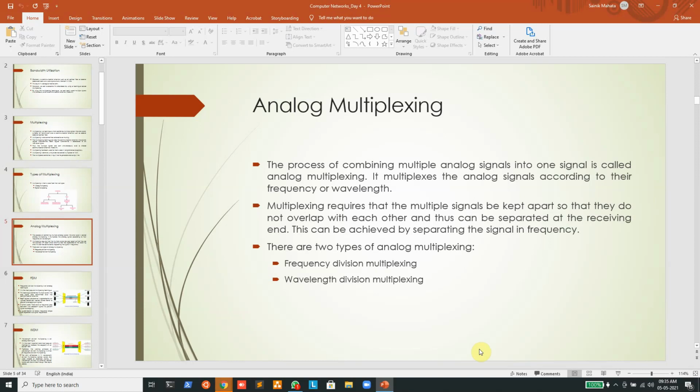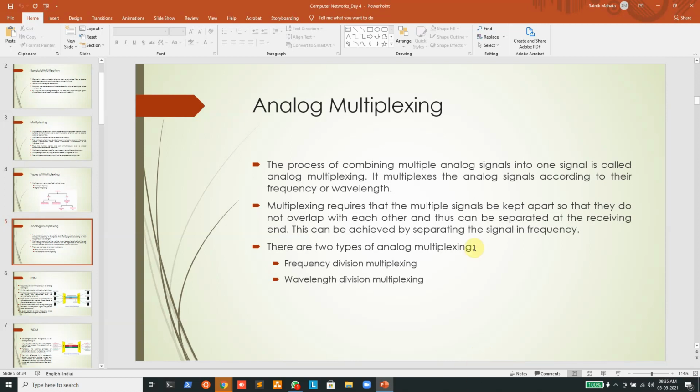And if it is multiplexing with respect to the wavelength, it is known as wavelength division multiplexing. So FDM and WDM. Okay. So as we studied earlier, these are the two parts of analog multiplexing.